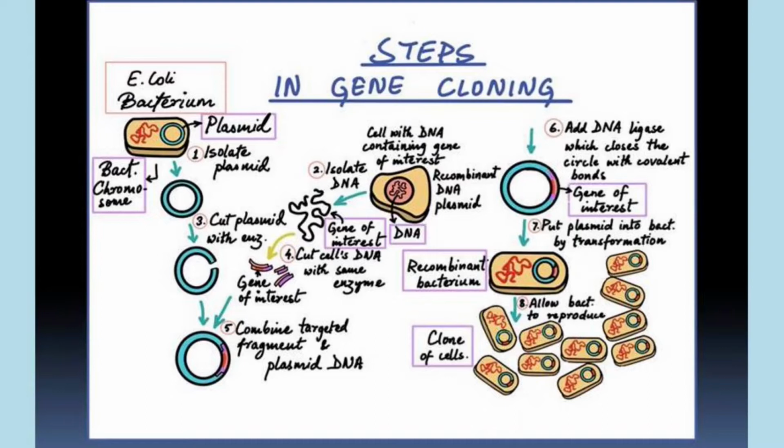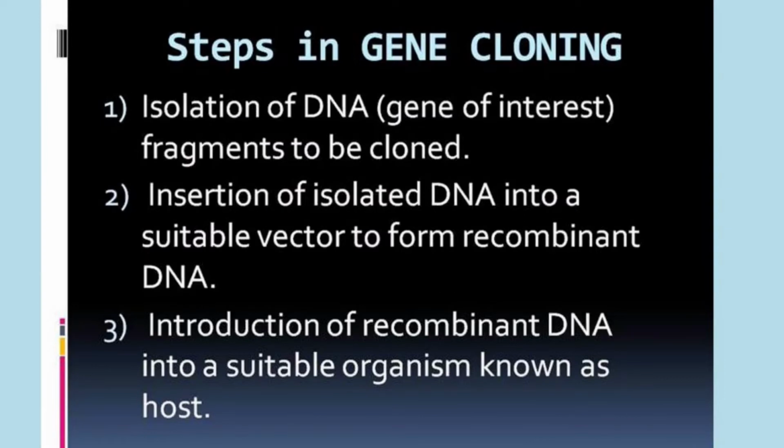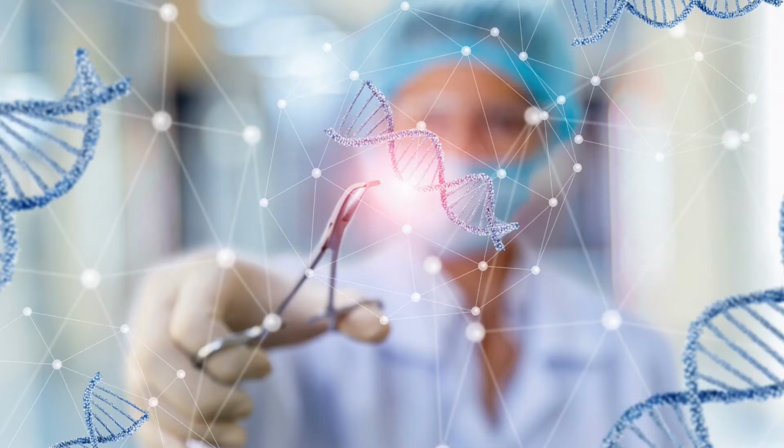If the gene of interest is ligated, then we get the recombinant DNA. And hence this is the construction of the recombinant DNA. The second step of gene cloning is transformation, the natural process. Transformation is the process of uptake of DNA by Escherichia coli.